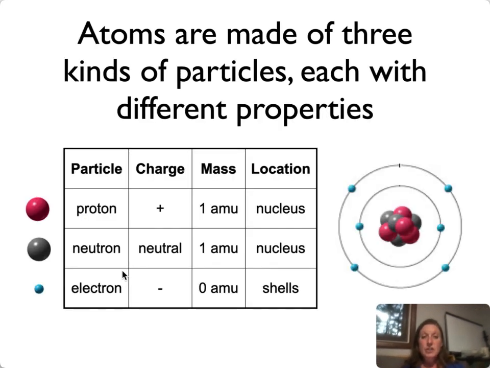Now, before we get started drawing an atom based on what we can see on the periodic table, we need to talk about the 3 particles that every atom is made of. Those are protons, neutrons, and electrons. Now, protons are positively charged. You can remember that because both proton and positive start with P. Now, we refer to the charge of a proton as one charge.